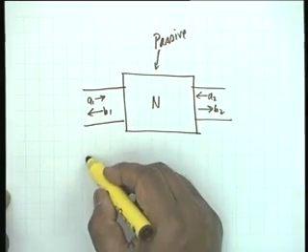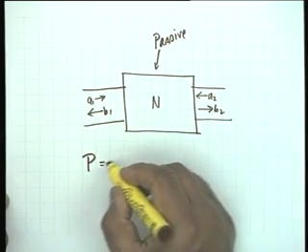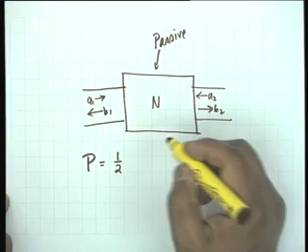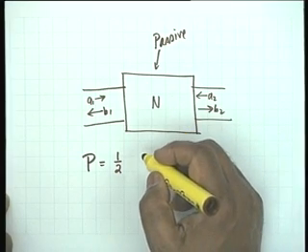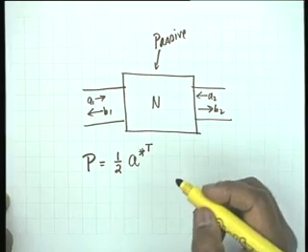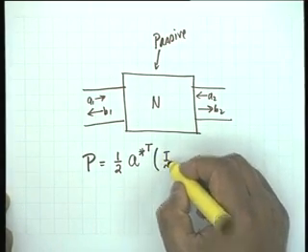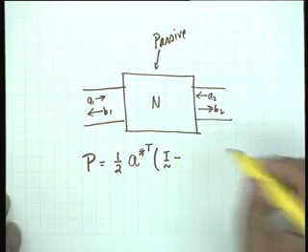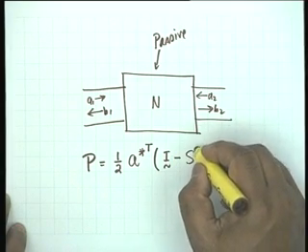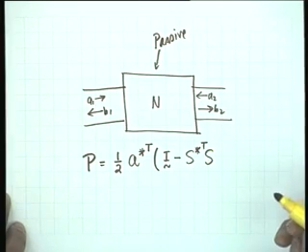Then we showed that the power that is absorbed by the network is half A star transpose, if you recall, A star transpose, then the identity matrix minus S star transpose times S. Is that okay?